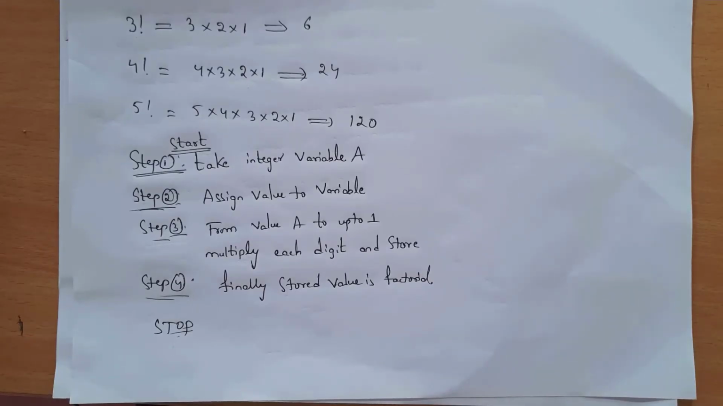As we know, for each and every algorithm, step 1 is start. After that, take integer variable a. I am taking variable as a. And then step 2 is assign value to variable. For example, I want to find factorial of 5. So I am giving value of a as 5.